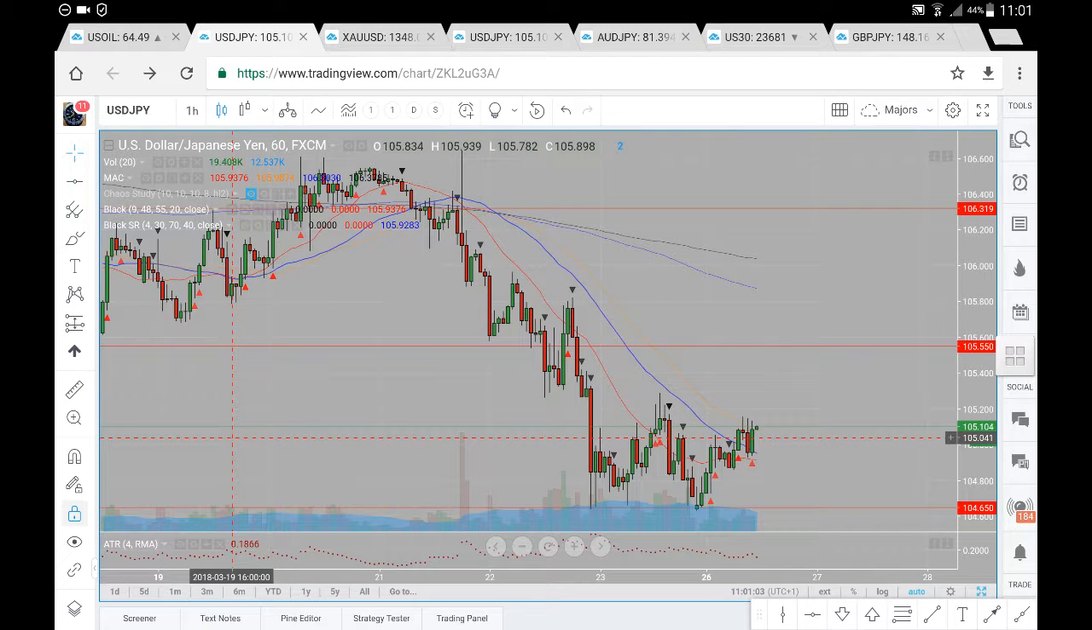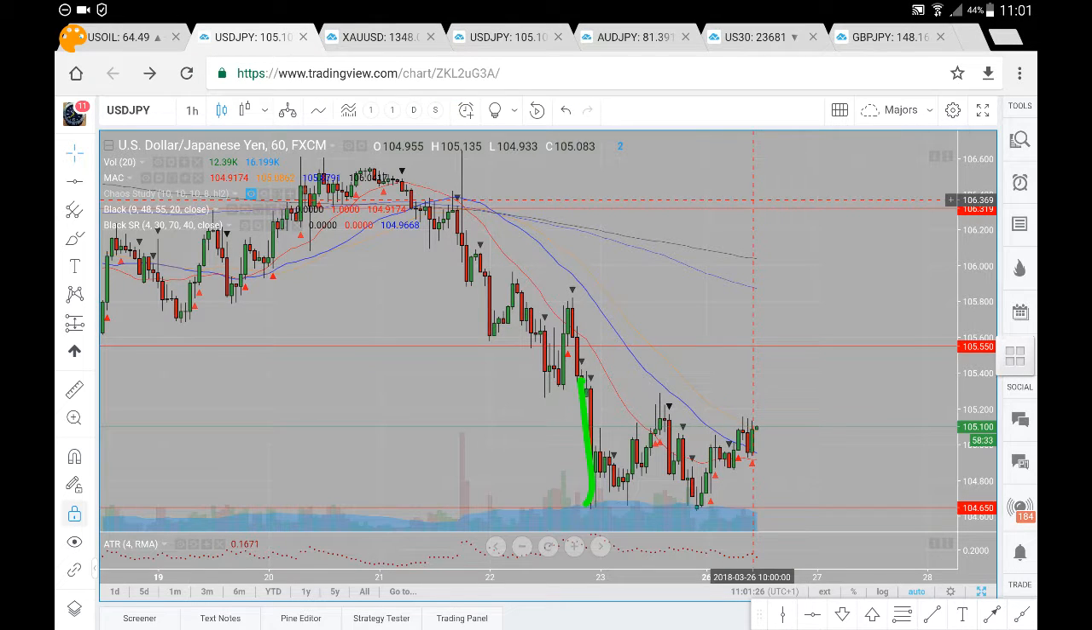So this is US dollar Japanese yen analysis for Monday the 26th of March. Now let's just have a look at the prices and where prices may likely go here on the US dollar Japanese yen.